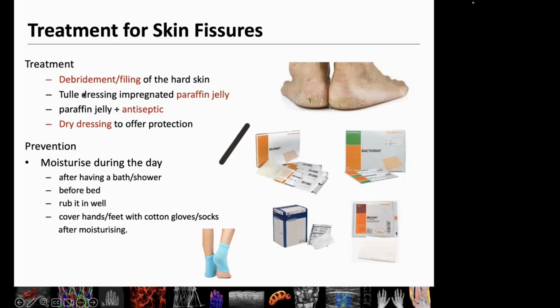But another thing that you can do is very good, and this is why I put the pictures, Gelonet or Bactigras dressings. They are paraffin dressings. You put it in there, you occlude it with a secondary dressing, which is a dry dressing, and some tape, and then because you leave it there for a few days, it starts to nourish the skin, and it works very, very well for the fissures. So be it in the hands or the heels.